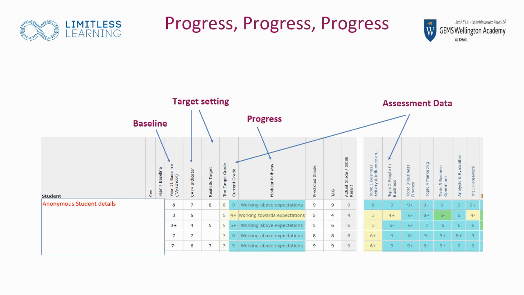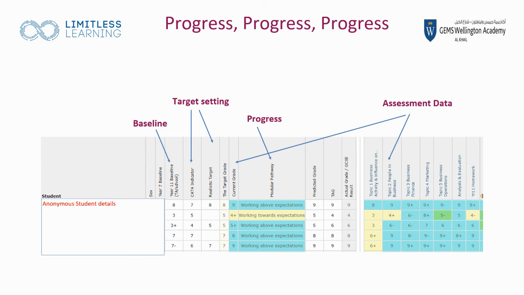So, how do we measure progress during the year? Well, for that, we use residuals. You will see that the second student in this image has a target of 5, yet their current grade is a 4 plus. It is therefore likely at a midpoint during the year that they will achieve their target by the end of the year.